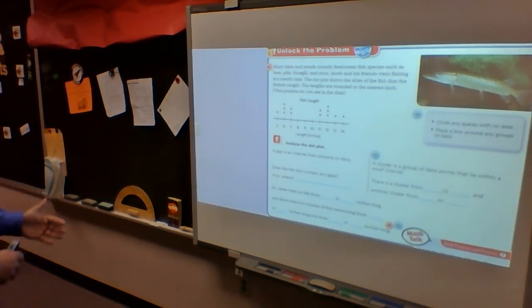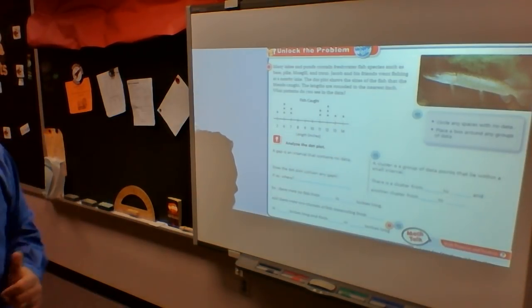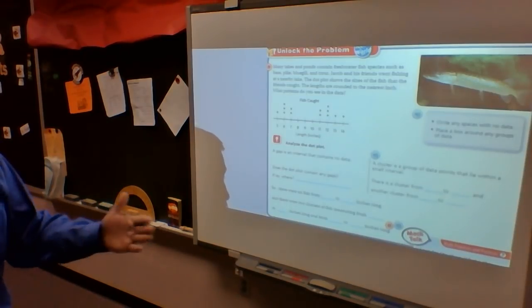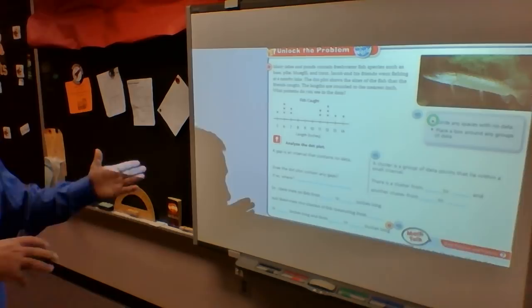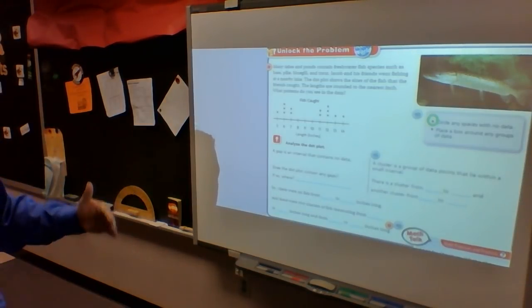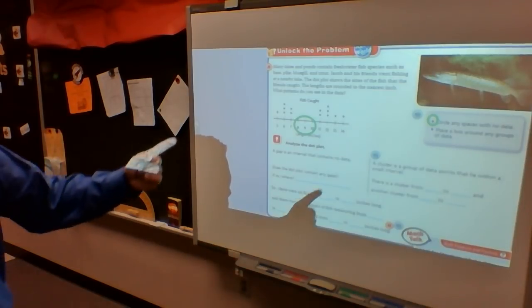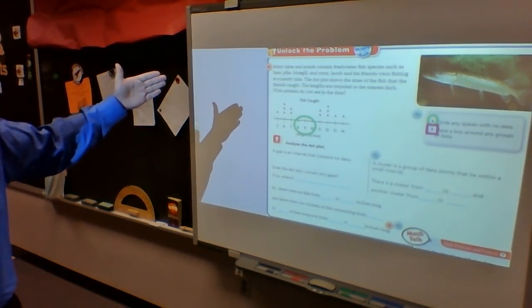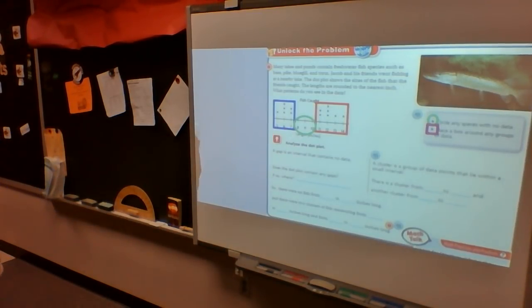It records my data. Now when I look at it, I also need to realize that over here, I have some directions that I need to follow. It says to circle any spaces with no data. So if I have anything up here that doesn't have any data collected, I have to circle it. So I have a big grouping there in the center. And then it says place a box around any groups of data. So I have 1 group and 2 groups where the data is indeed recorded.